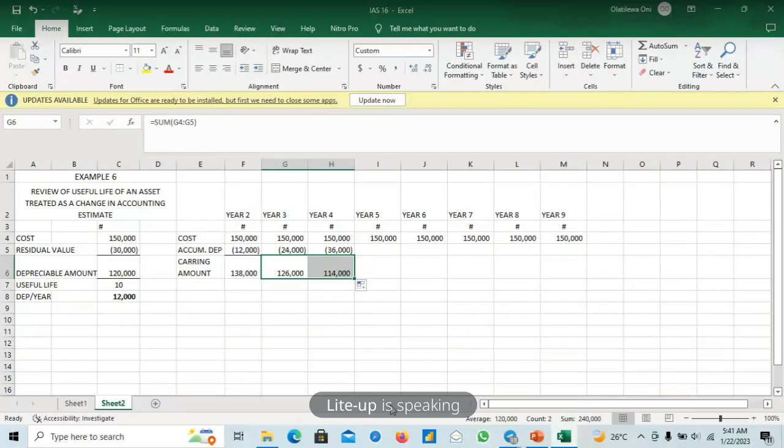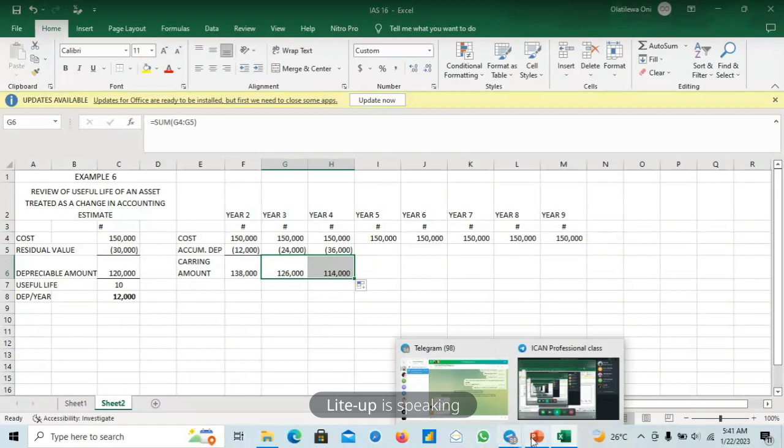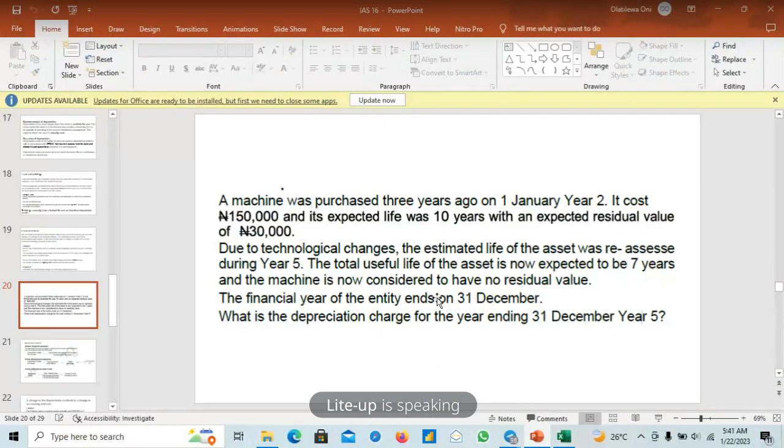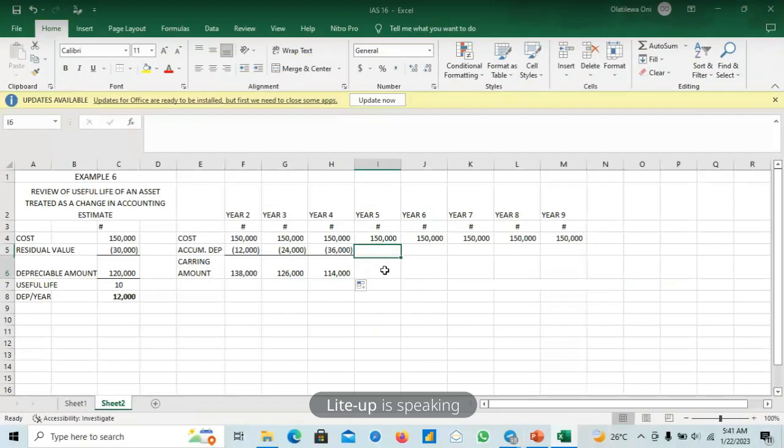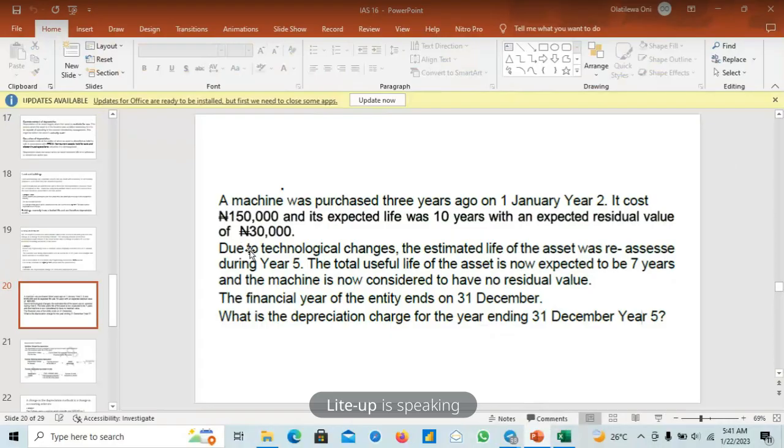So we are now saying that they reviewed the useful life of the asset in year 5, which is the year we are about to complete now. That's when the change happened. Due to technological changes, the estimated life of the asset was reassessed during year 5. The total useful life of the asset is now expected to be 7 years, and the machine is now considered to have no residual value.